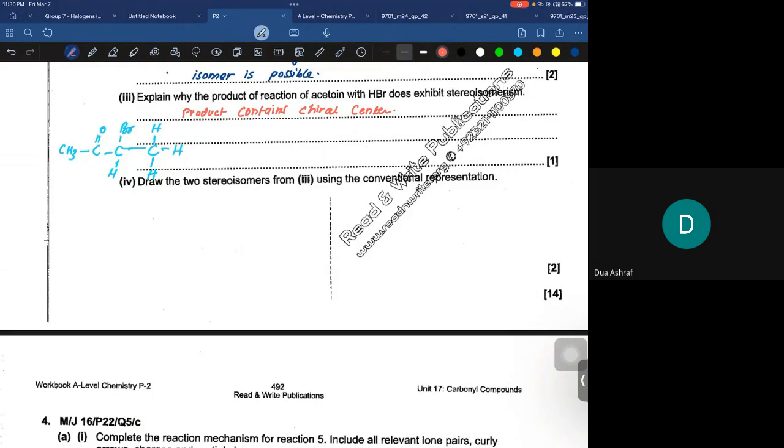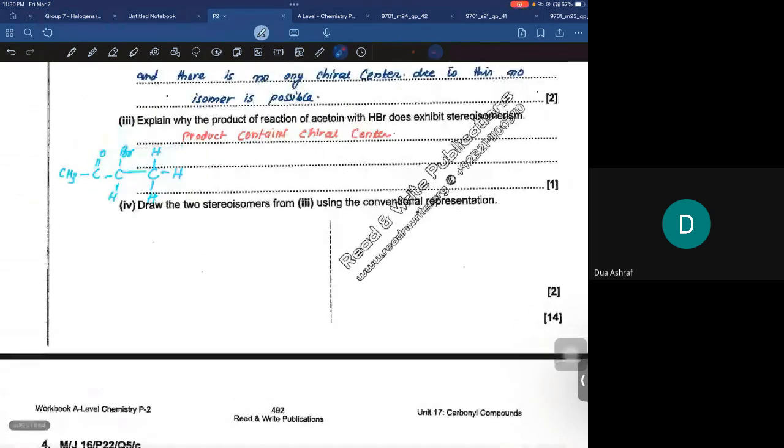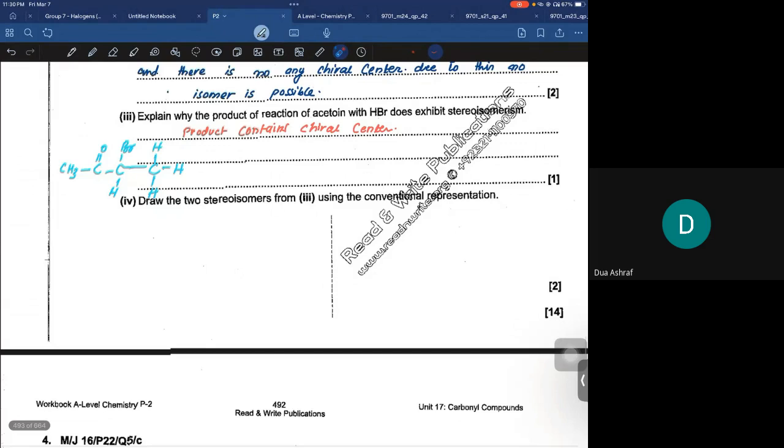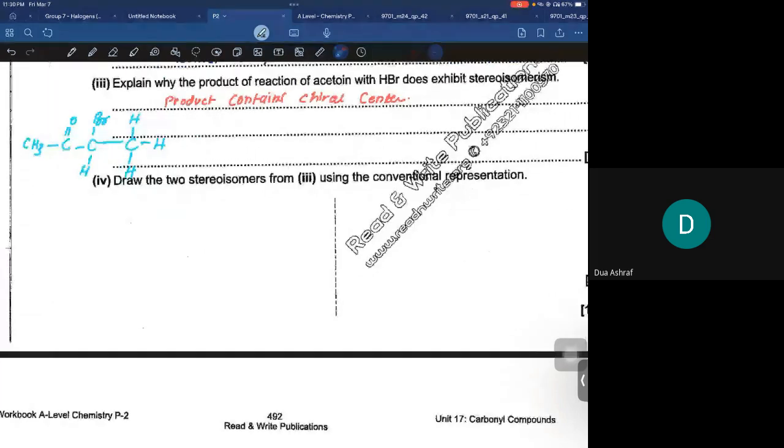Have you listened that I was saying that why this compound is going to give you the stereoisomerism because it contains a chiral center. After drawing the product, after the reaction of this reactant with HBr, the product is going to have a chiral center, that is this. And if you have a chiral center, it's going to give you the optical isomerism. This is a type of stereoisomerism. And in the next part, he's saying that if the optical isomer is possible, then you are supposed to draw the structure.